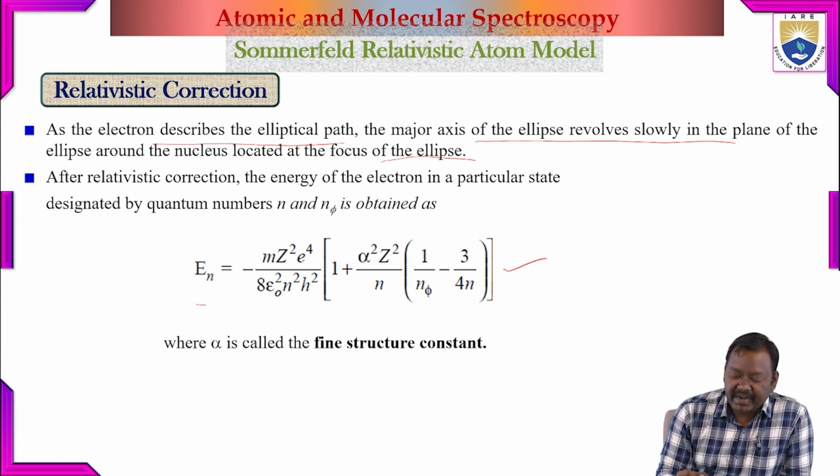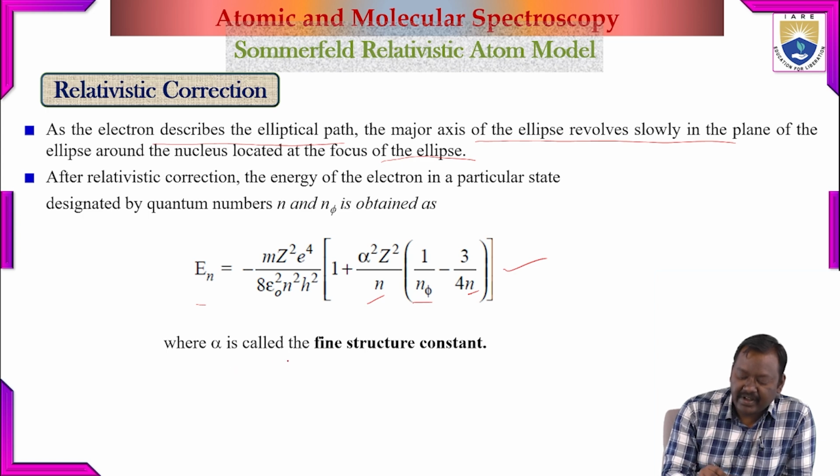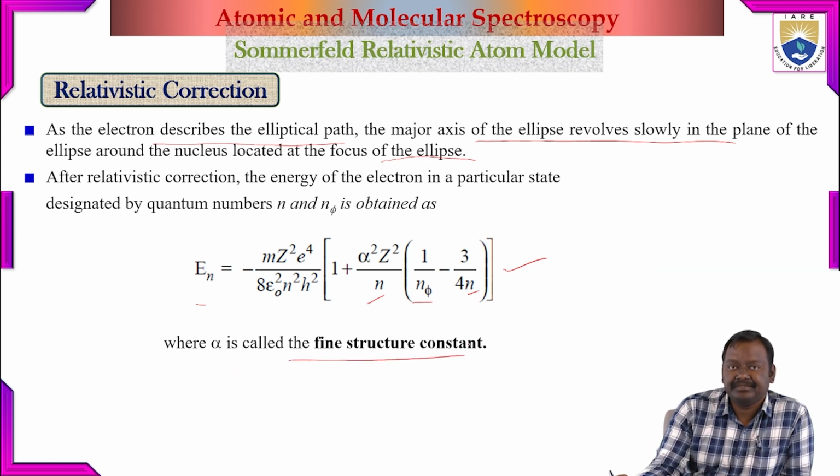So here there is a dependency of energy values on n_phi and n. As the n_phi value is changing, that means as the eccentricity of the ellipse of the orbit changes, the energy value also changes. And again, here alpha is the fine structure constant. So these are the energy values. In this way, we can explain the fine structure of spectral lines.